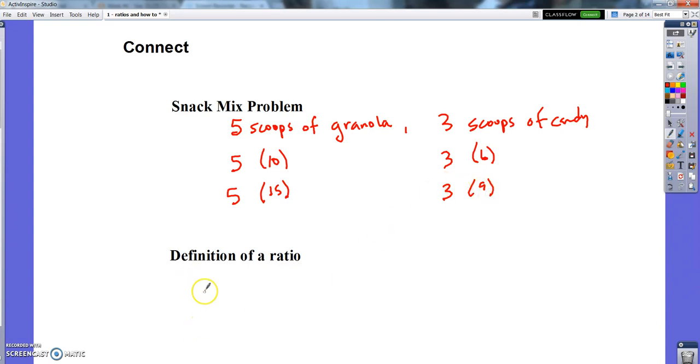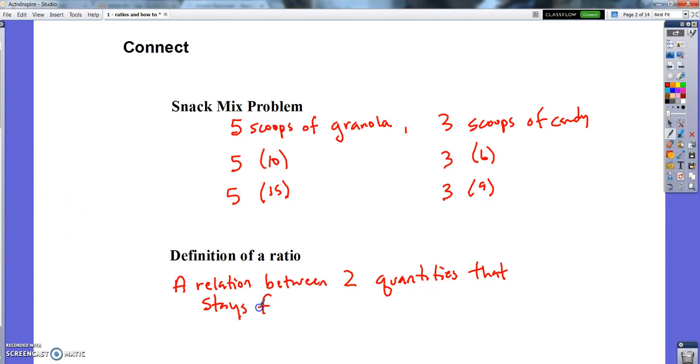That's a ratio. A ratio is a relationship between 2 quantities that stays fixed. A ratio between 2 quantities that stays fixed. So this problem you did before, this was a ratio. And so I want to show you the ways we represent ratios coming up on the next page.